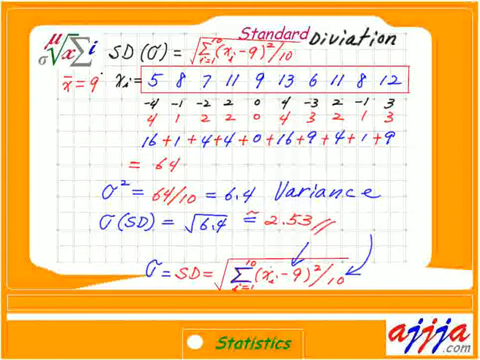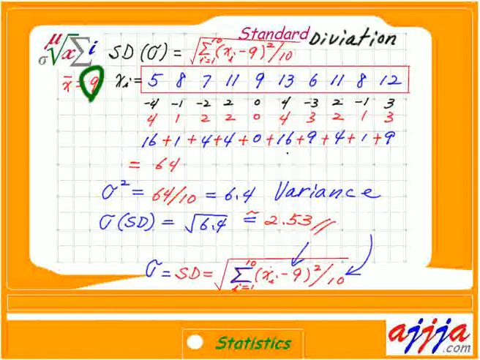So now all you have to do is the square root. What we need now is the standard deviation. This one is the standard deviation, SD. Now, square root of 6.4. Now you can use the calculator. Which is 2.53. Very interesting.